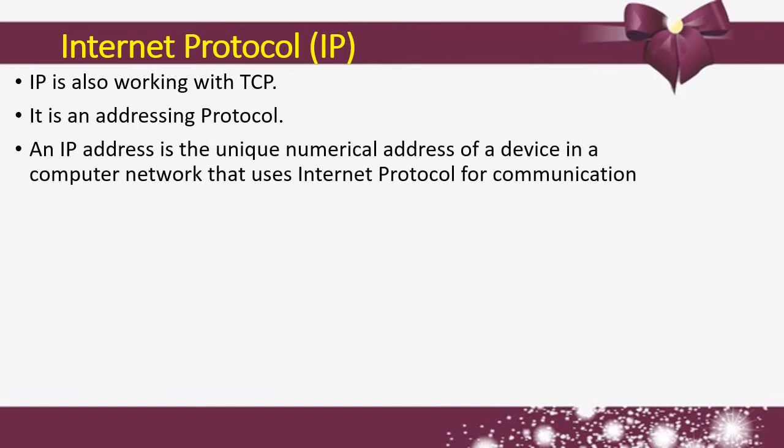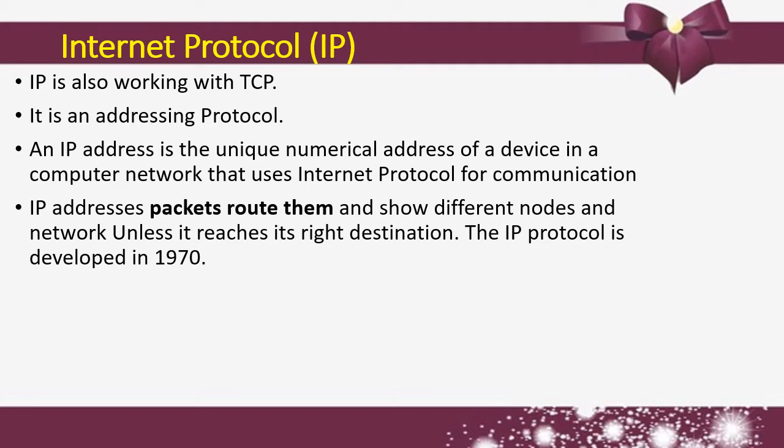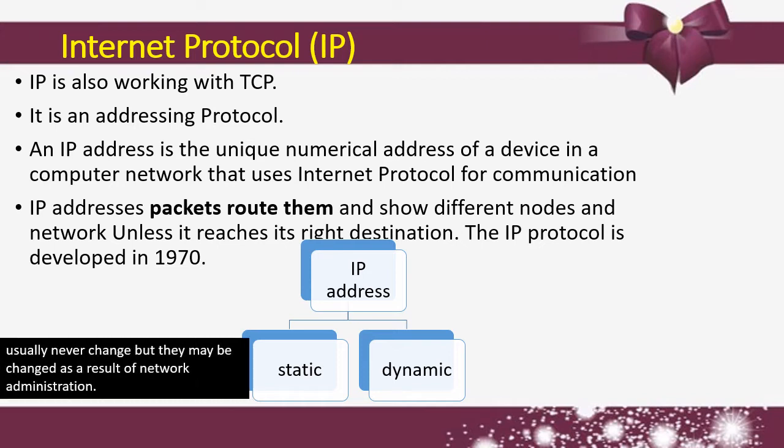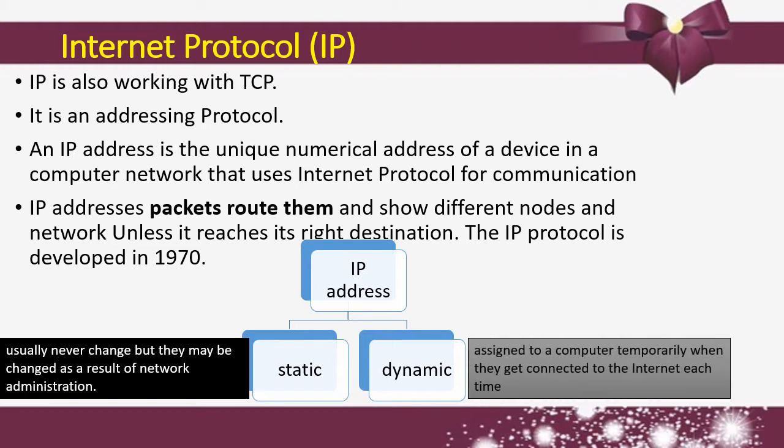An IP address is a unique numerical address in the network. It is a logical address. For the packets sent by TCP, the IP address routes them, finding the actual path where the destination is located, and then the packets are sent to the particular destination. It was developed in 1970. It has two types of address: static and dynamic. Static means it never changes. Dynamic means whenever a connection is made, a particular IP address is temporarily assigned and it frequently changes. A static address may sometimes change based on network administration.